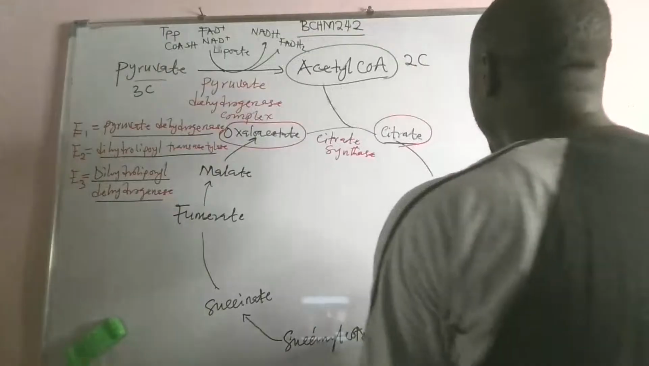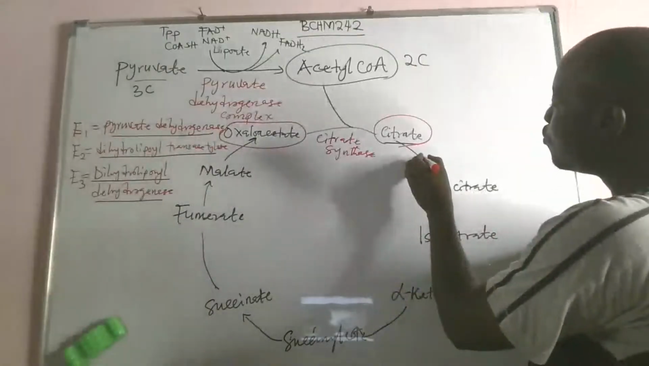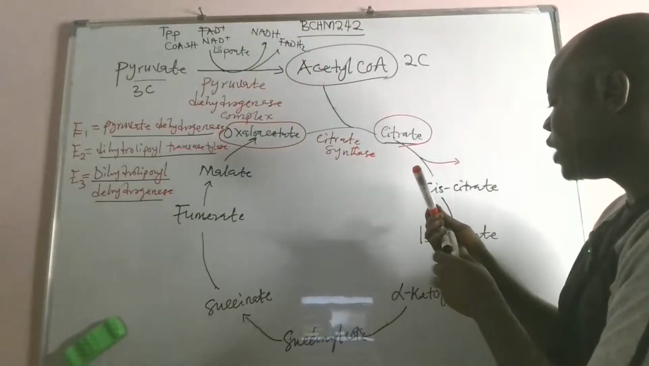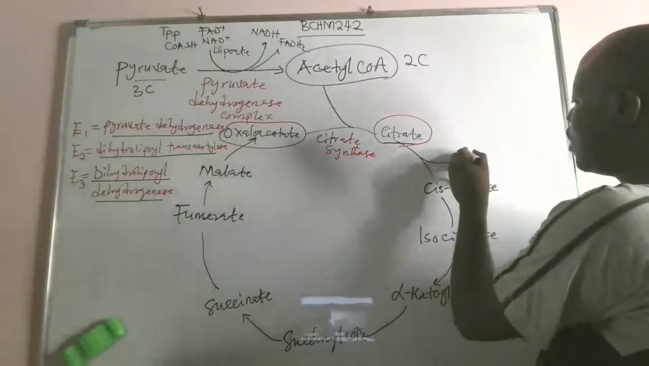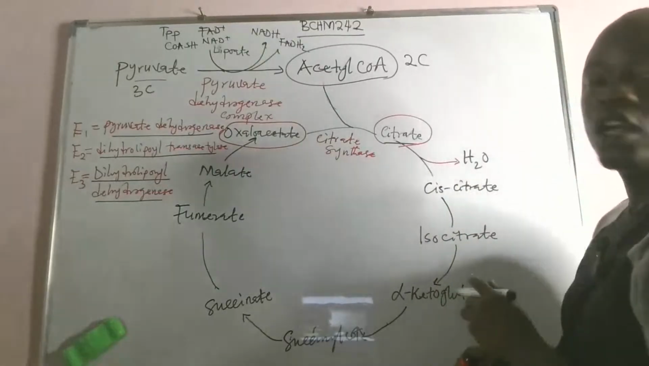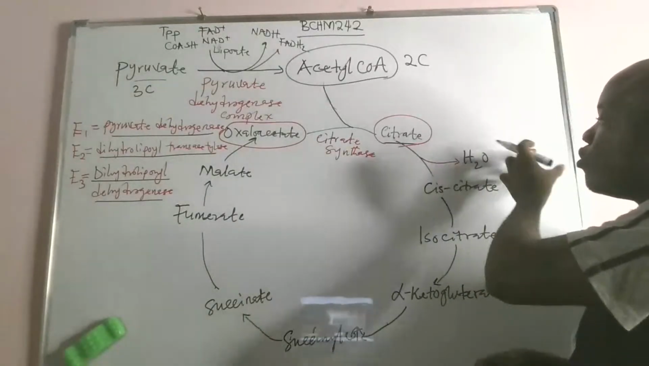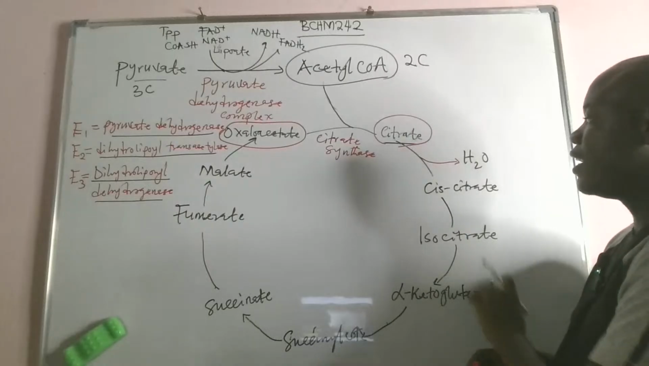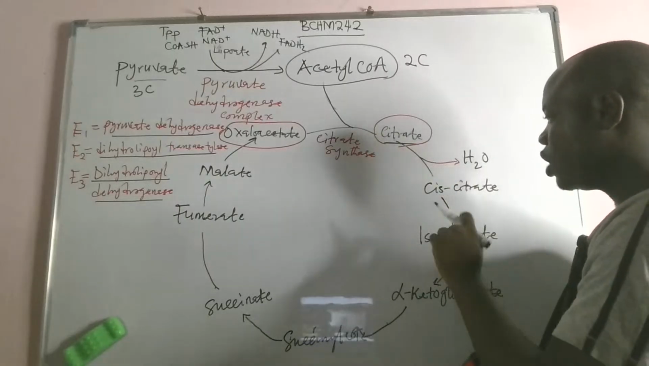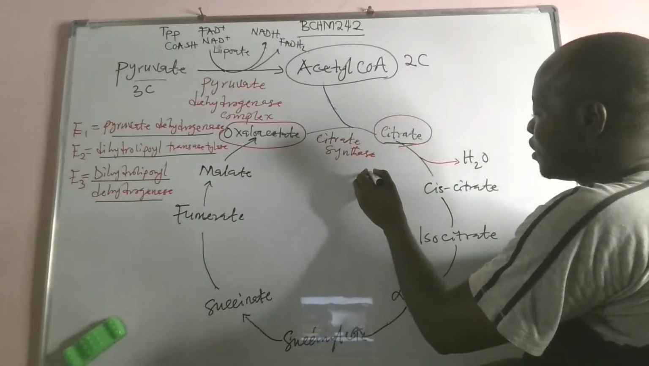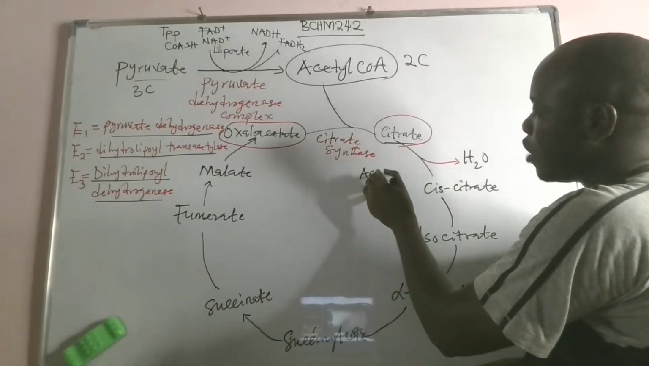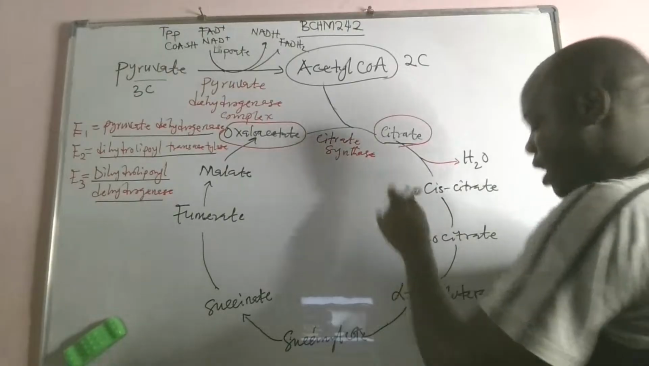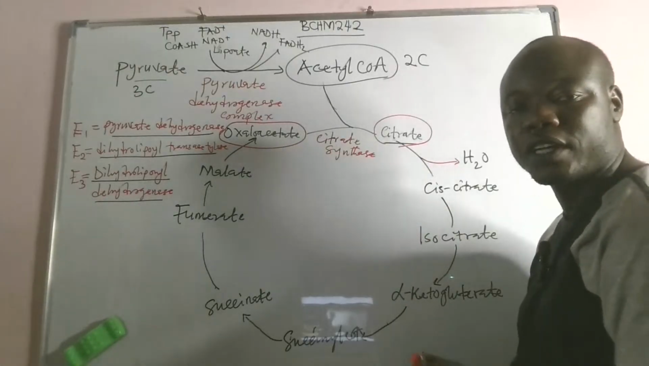So aconitase is an enzyme that removes water molecules. One molecule of water from here will be removed from citrate to produce cis-aconitate. And the enzyme that does this work is called aconitase. Let me use a red marker to show the difference.